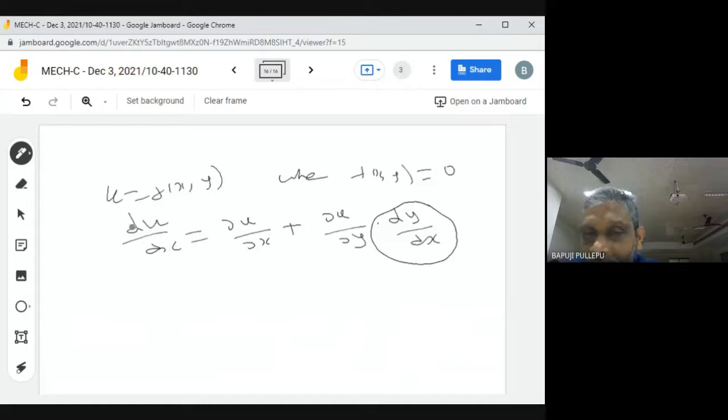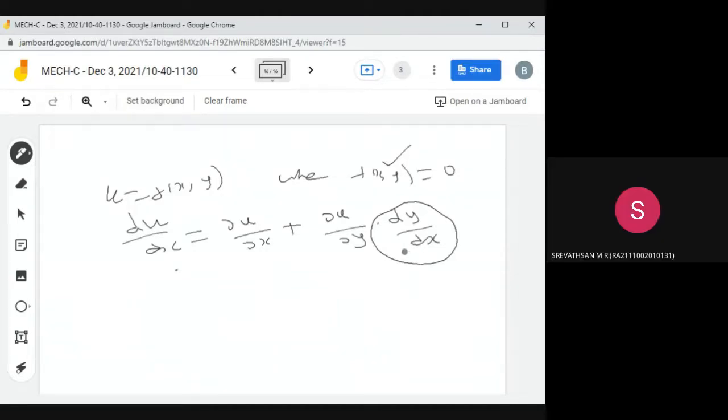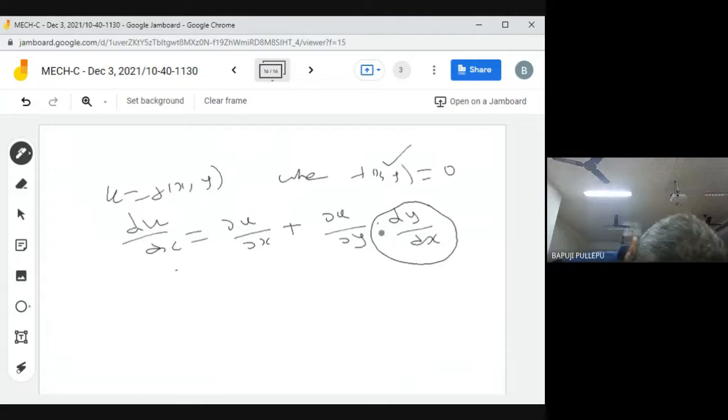But they will give some condition, like u is equal to x square plus y square plus something. Correct? Then they will give one condition like x plus y plus z is equal to 0. That time they will ask du by dx. Then what you will do? Dou u by dou x plus dou u by dou y into dy by dx. But this dy by dx I will find from the condition, as already I know dy by dx. Okay. Yes, sir.